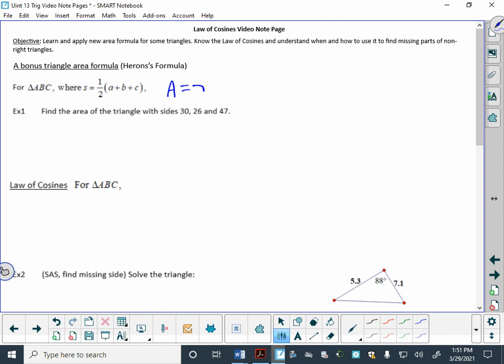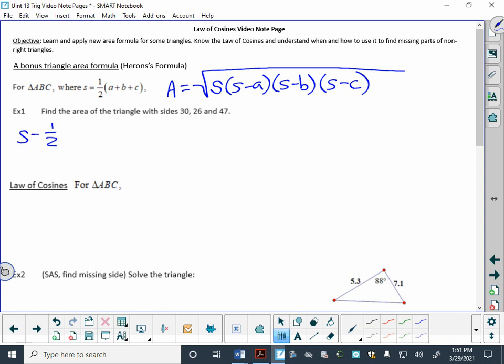And once you have made that S calculation, then the formula for the area of the triangle will be the square root of S times S minus A times S minus B times S minus C. So four things under the square root there. This will give us the area of the triangle. So for example, in a triangle with sides of 30, 26, and 47, we're going to first of all calculate what our semi-perimeter is. So 30 plus 26 plus 47.